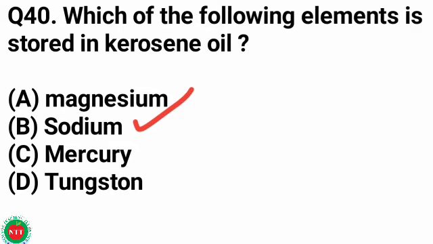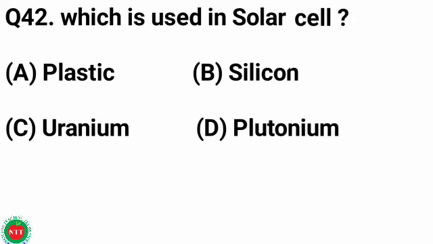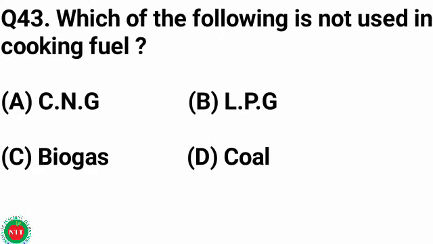B. Question number 41. Which of the following is made from detergent? A. Surf Excel, B. Shampoo, C. Easy Surf. The right answer for this question is all of the above. Question 42. Which is used in solar cell? Plastic, silicon, uranium, plutonium. The right answer for this question is silicon. Question number 43. Which of the following is not used as cooking fuel? CNG, LPG, biogas, coal. The right answer for this question is CNG, compressed natural gas.